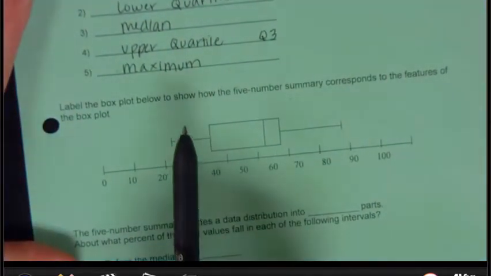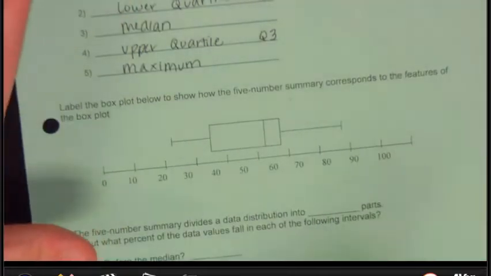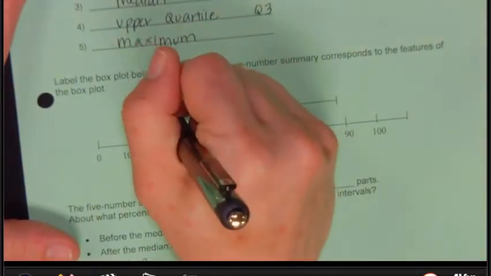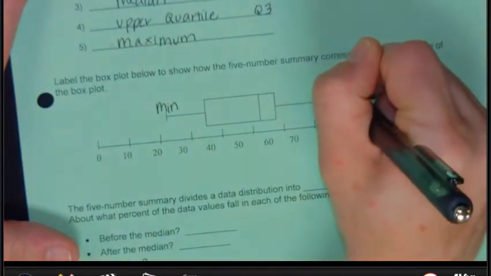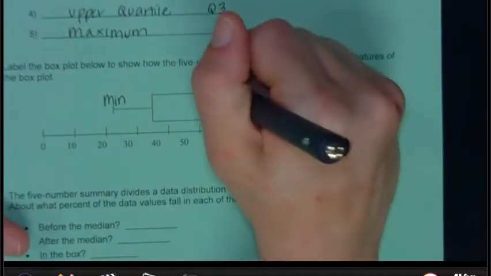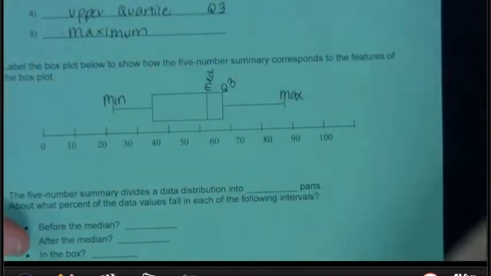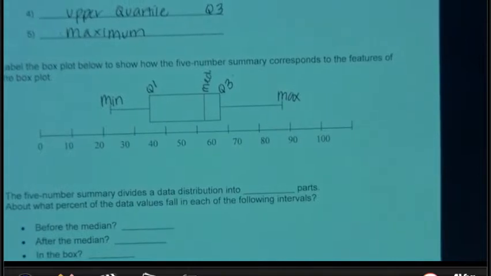Label the box plot below to show how the 5-number summary corresponds to the features in the box plot. Well, this right here is my minimum. That is the lowest number I have. This right here is my maximum, the highest number I have. Inside of my box, the middle line here is my median. The upper line in my box is my Q3, my quartile 3 or upper quartile. And my lower line in my box is my quartile 1 or lower quartile.